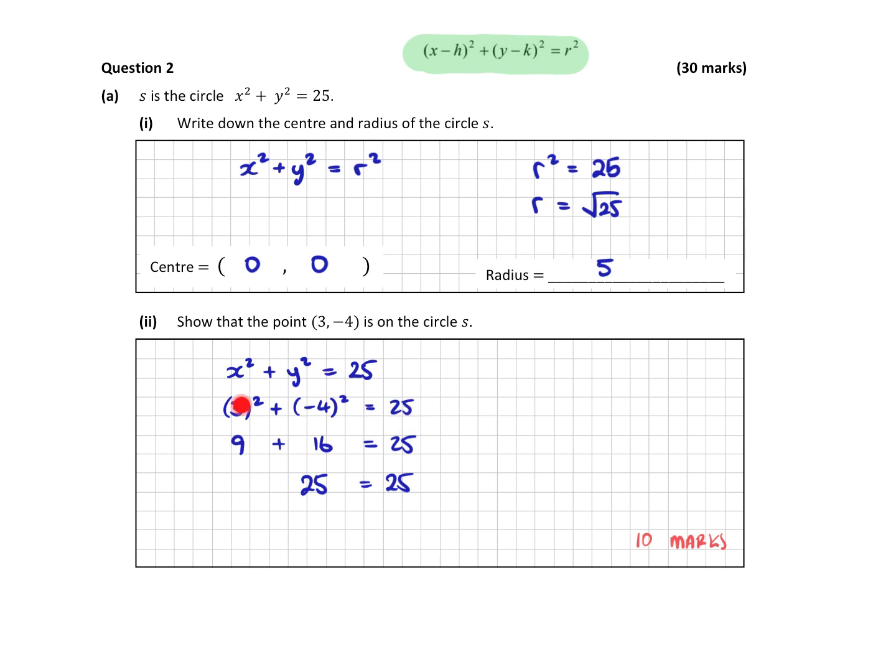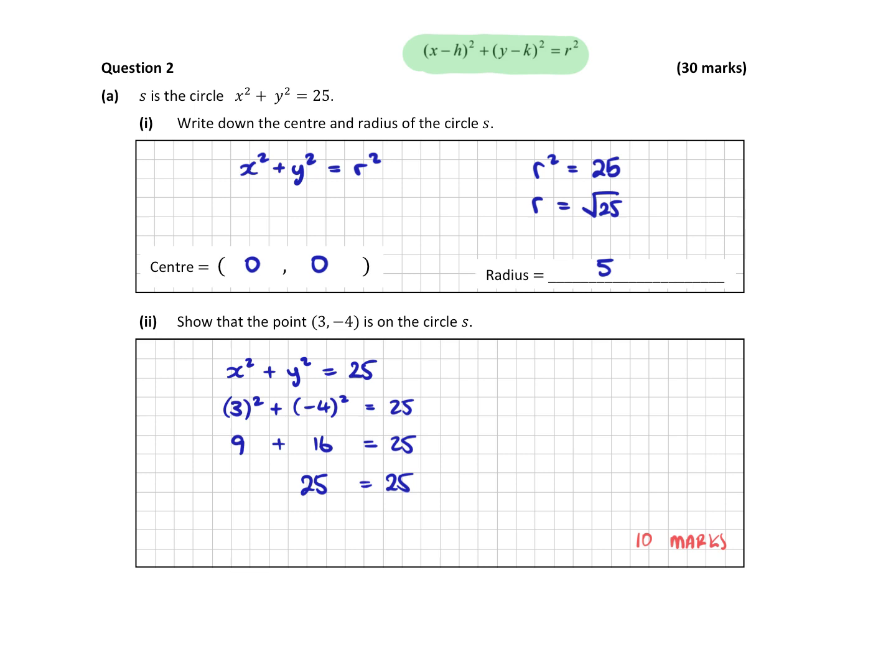The next part of this is to expand. 3 squared, 3 times 3, gives me 9. Plus, negative 4 squared is negative 4 times negative 4. A negative by a negative is a positive. 4 by 4 is 16. Equals 25. When we add the two of these together, we get 9 plus 16 equals 25. Equals 25. That proves that this point is on the circle x squared plus y squared equals 25.